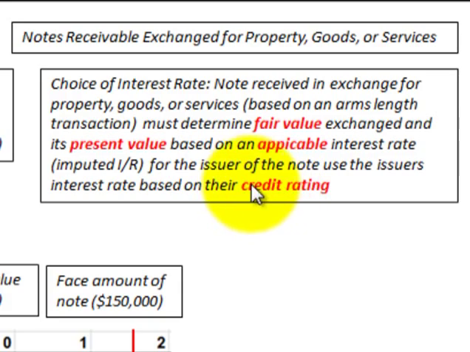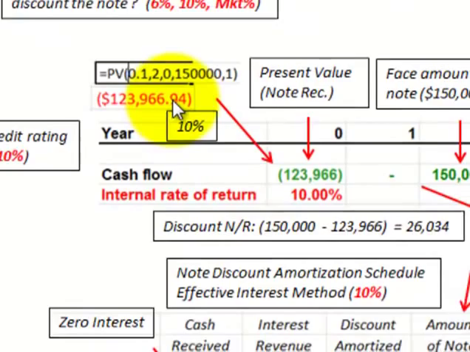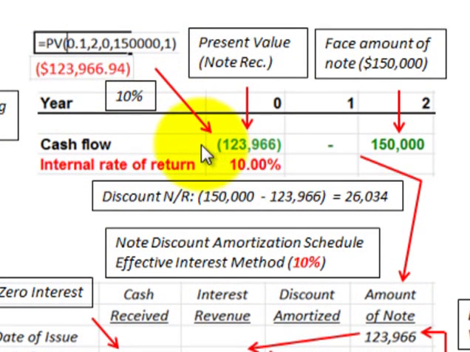So in this case, Corporation B is going to issue this note here, and their credit rating interest rate here is 10%. So we could just go in and do our present value function here. We're taking a $150,000 note, discounting it back here for 2 years at 10% at the beginning of the year, which gives us a present value of this principal on this note of $123,966.